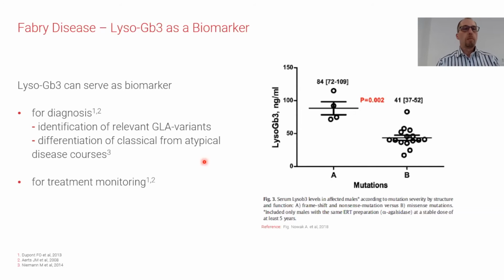We are using lyso-Gb3 as a biomarker. First, for diagnosis. Lyso-Gb3 can help us identify relevant variants in the GLA gene, and it helps us in differentiating classical from atypical disease courses. But we can also use lyso-Gb3 for treatment monitoring. Here you can see a comparison of lyso-Gb3 levels in classical male Fabry patients compared to male Fabry patients with atypical or non-classical phenotypes with missense mutations. All these patients had frame shift or nonsense mutations. You can see that the classical patients got higher levels of lyso-Gb3.